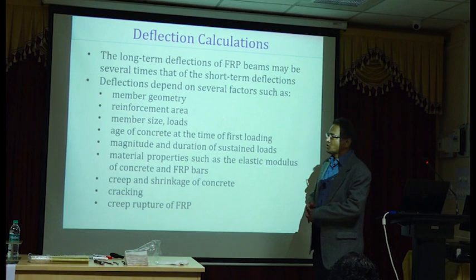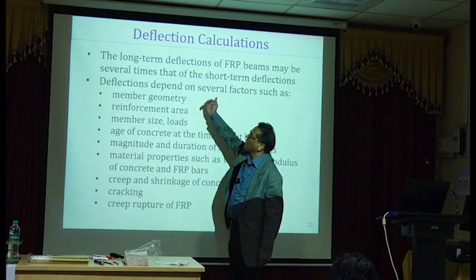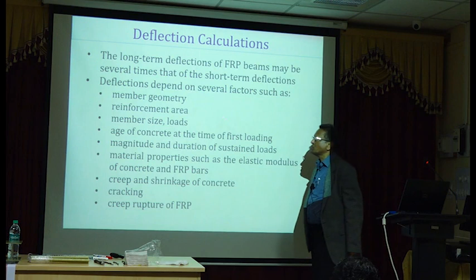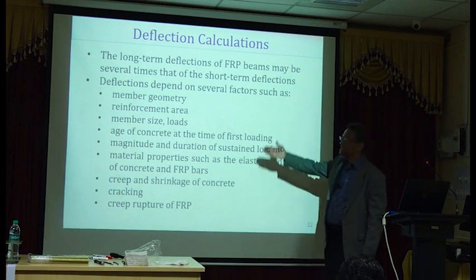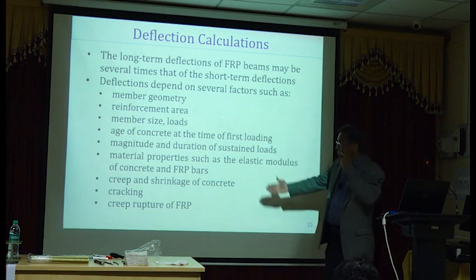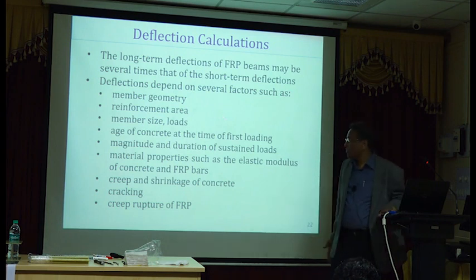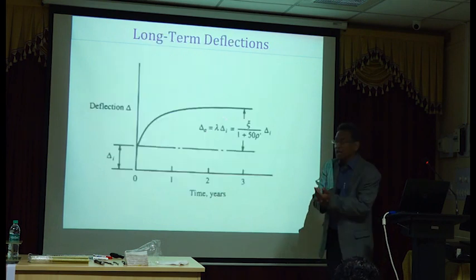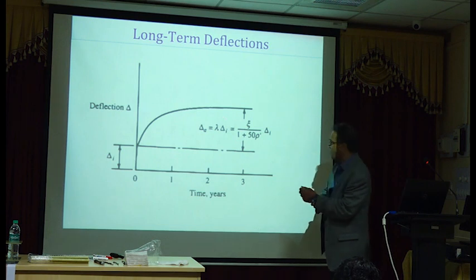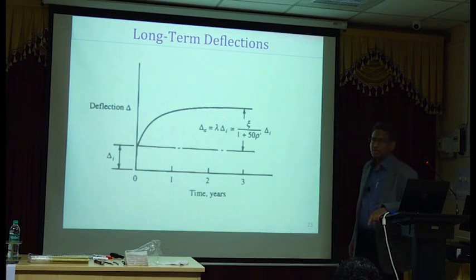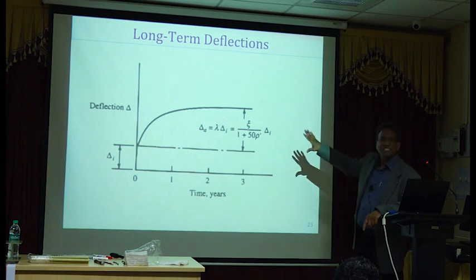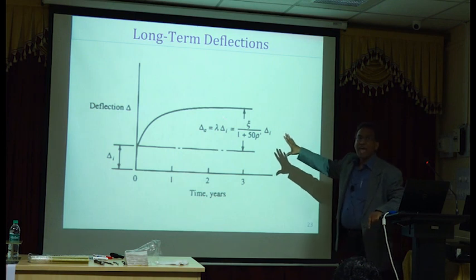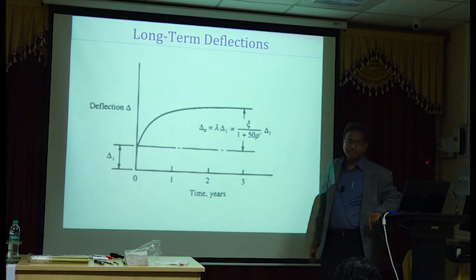And the deflections, of course, will depend on member geometry, amount of reinforcement, member size, loads, and all these things that you know really well. Creep and shrinkage of concrete, cracking, and creep rupture of FRP. That's a very important aspect we have to deal with in our FRP design. I don't know how many of you are familiar with this plot, because this is a very simplified version of long-term deflections as given in ACI 318.